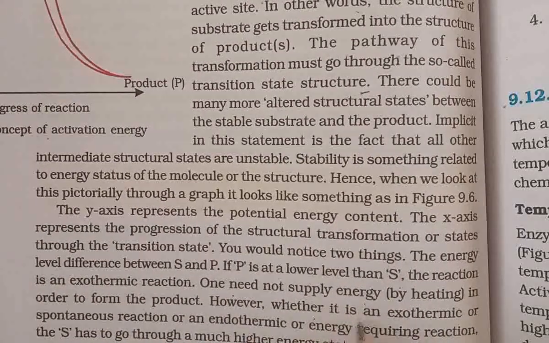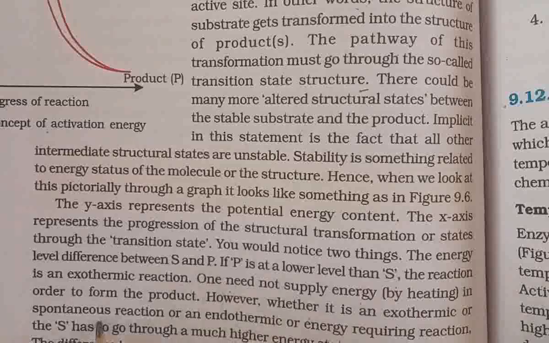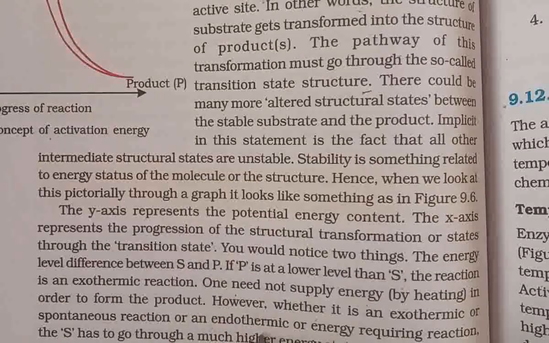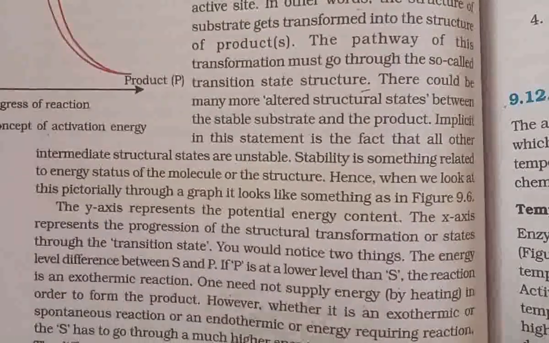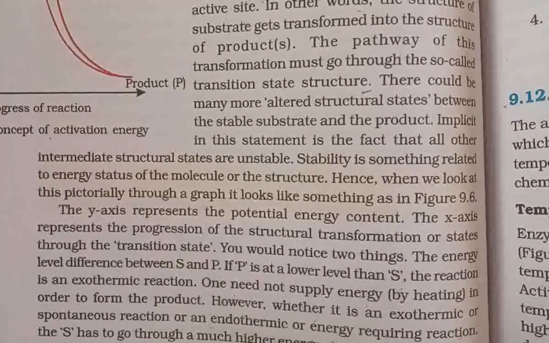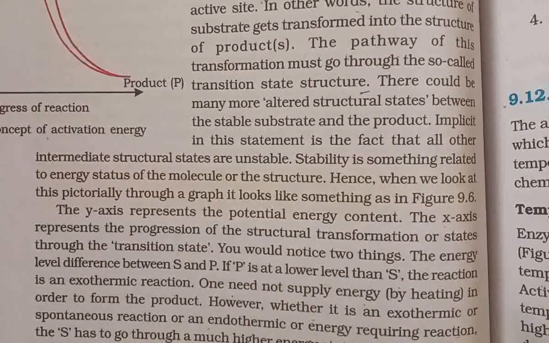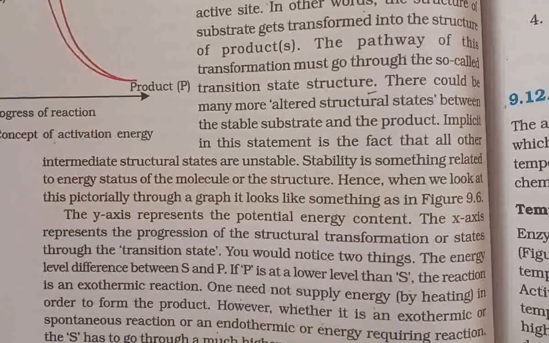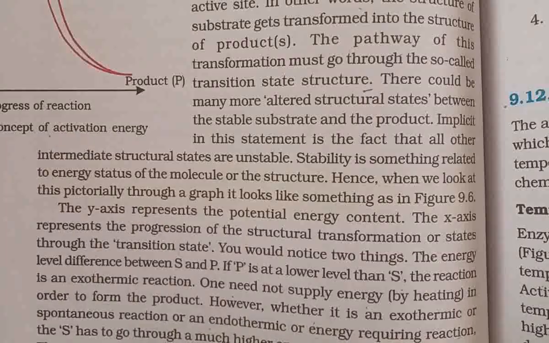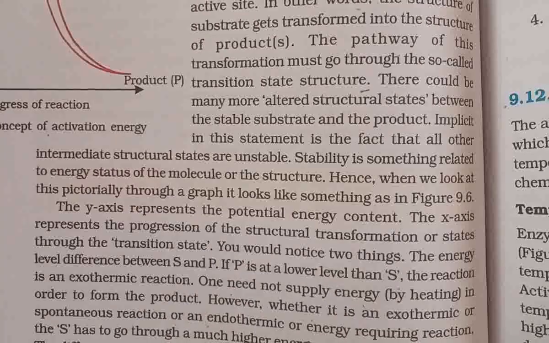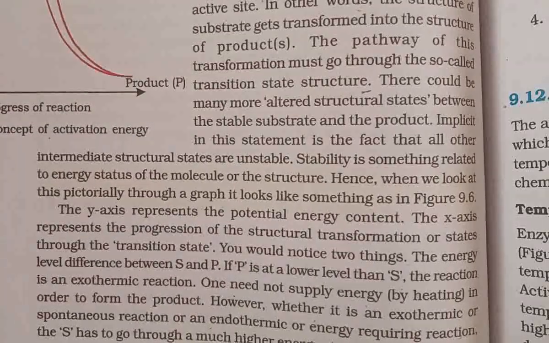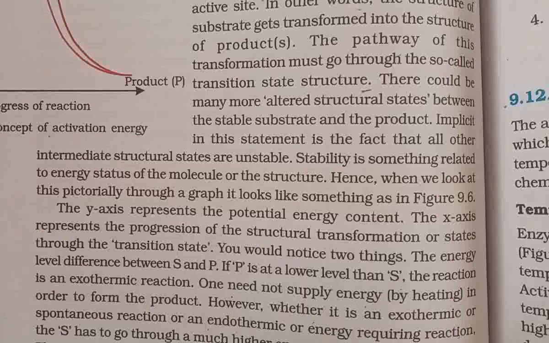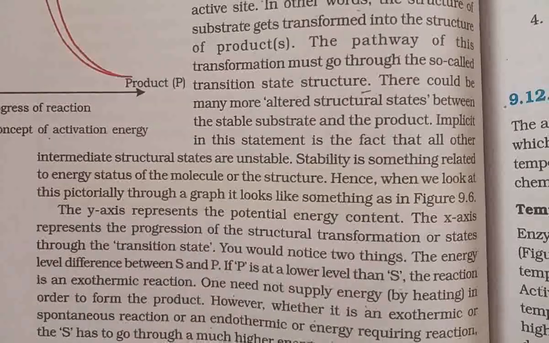However, whether it is an exothermic or spontaneous reaction, or an endothermic and energy requiring reaction, the S has to go through a much higher energy state or transition state. The difference in average energy content of the S form and this transition state is called the activation energy. Enzymes eventually bring down this energy barrier, making the transition of S to P easier.